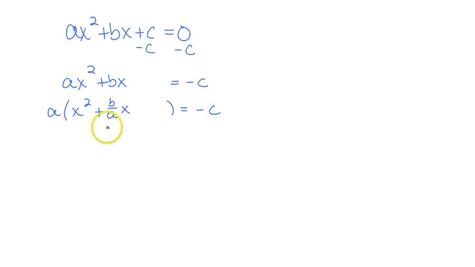Now I want to actually complete the square, create that perfect square trinomial, and we do that by taking half of the middle term. Well, if I have b over a divided by 2, that's the same thing as multiplying by the reciprocal. So that's b over 2a, so it's half of the middle term, and then we square it. So I've got b squared, and when I square the quantity 2a, I've got 4a squared.